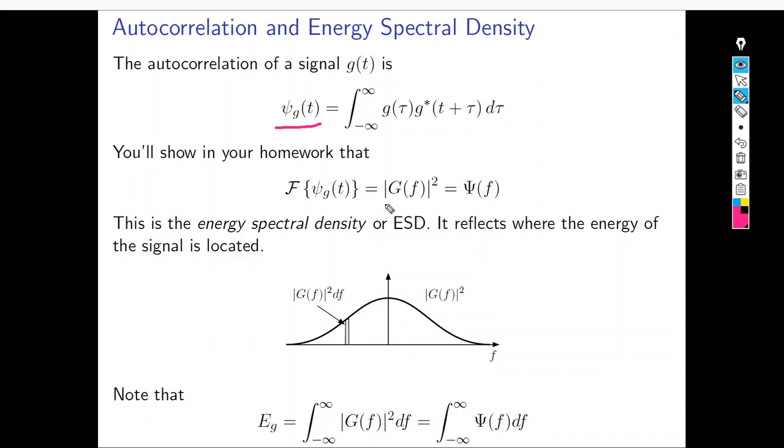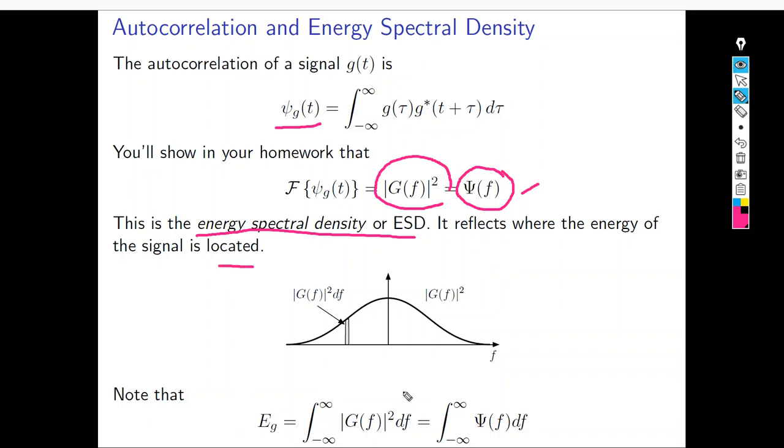You will find out that the Fourier transform of the autocorrelation function is the energy spectral density. This is the amplitude of G(f) squared, which we define as a new function given here, and we call this energy spectral density. It reflects where the energy of the signal is located. This is the meaning of this function.